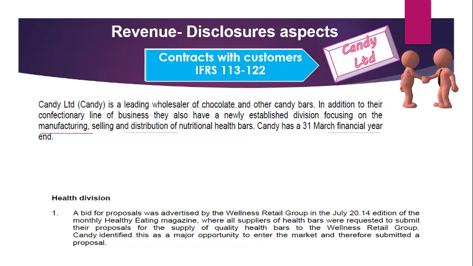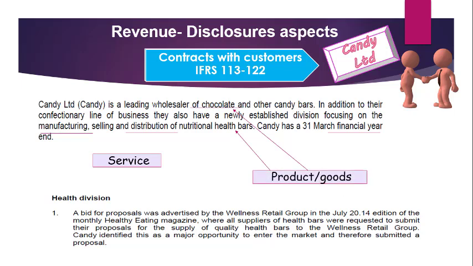So Candy Limited wholesales chocolate and other candy bars. The company is now trying to introduce a new line of revenue, which is the sale of health bars, the manufacture and distribution of it as well. And the year end is 31 March. So there is revenue from goods and services provided, the sale of health bars, sales of chocolate and candy bars, and distribution services. The health division of Candy Limited is trying to secure a contract with a supplier for the quality health bars and place an advert in the health magazines to procure a supplier.